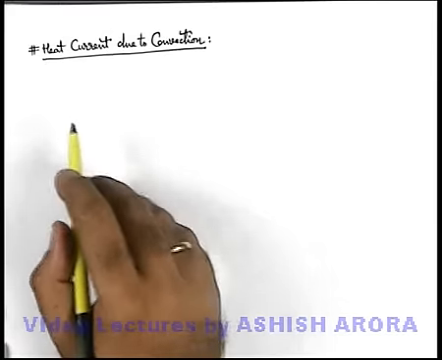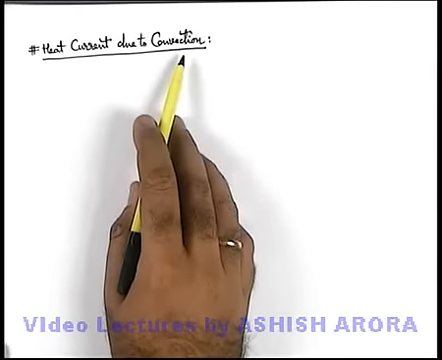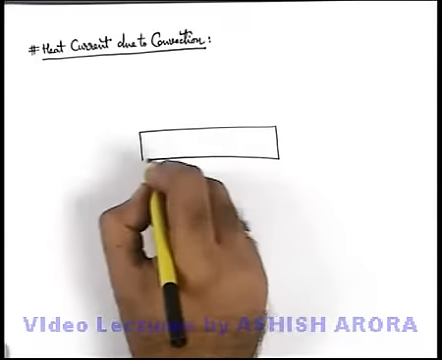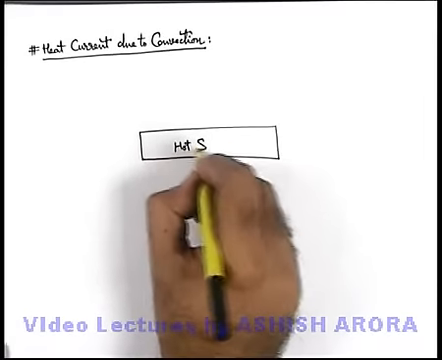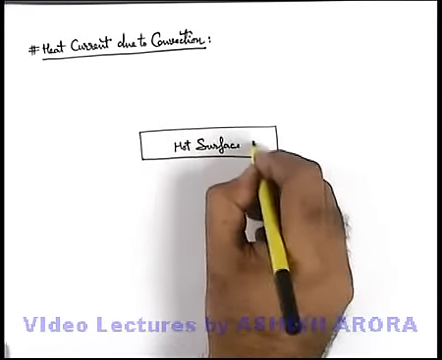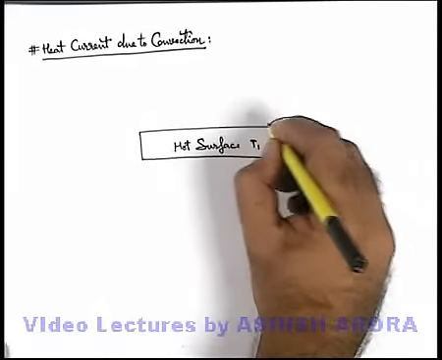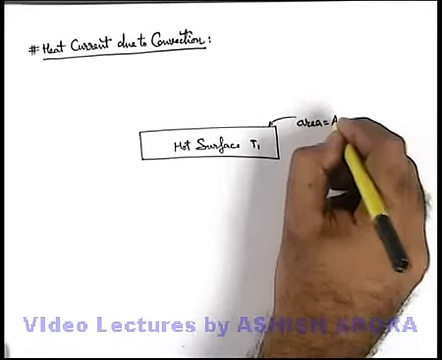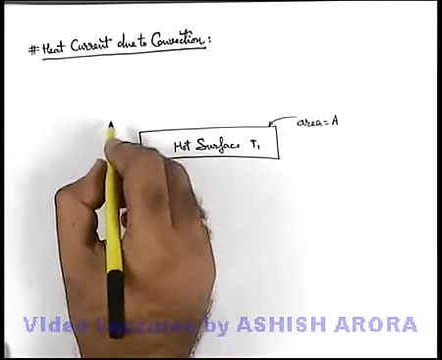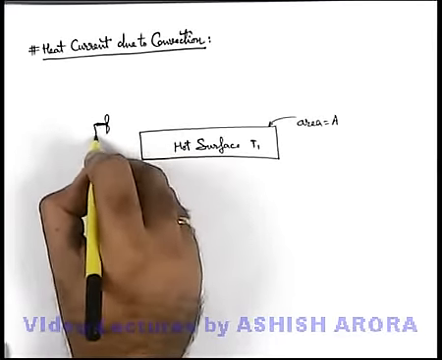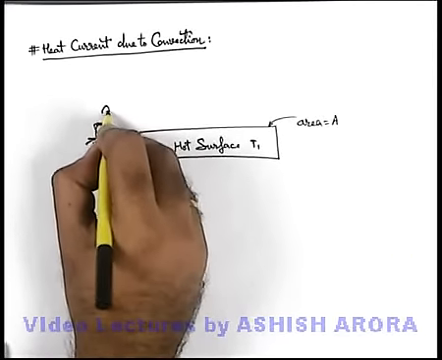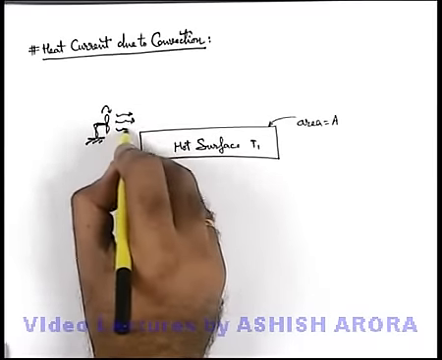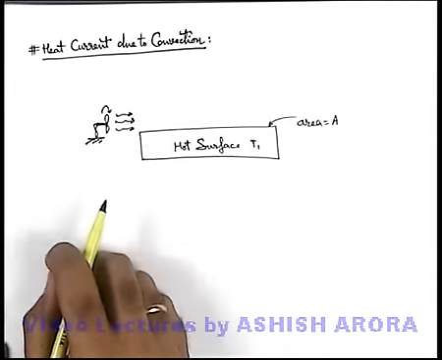Let's discuss the analysis of heat current due to convection. To understand this, say we consider a hot surface which is at temperature T1, and say its top layer surface area is A, and say just in front of it we put a blower and we switch it on. Then due to this blower the air will be continuously blown over the hot surface.